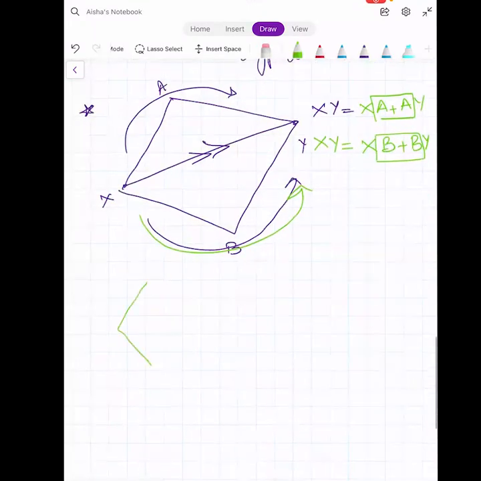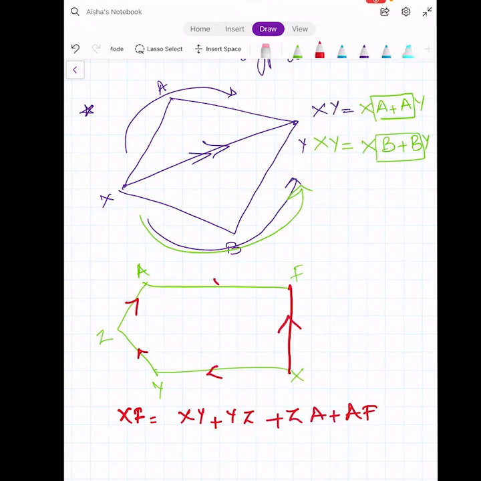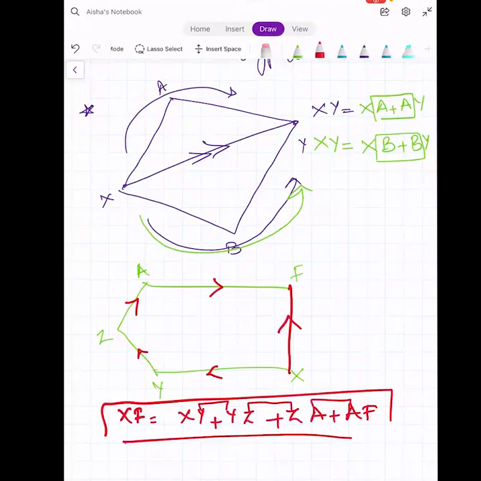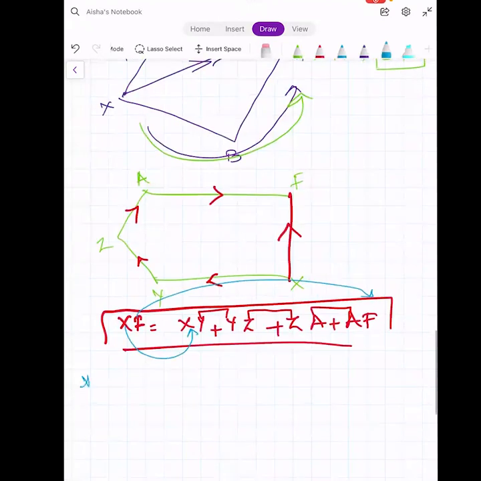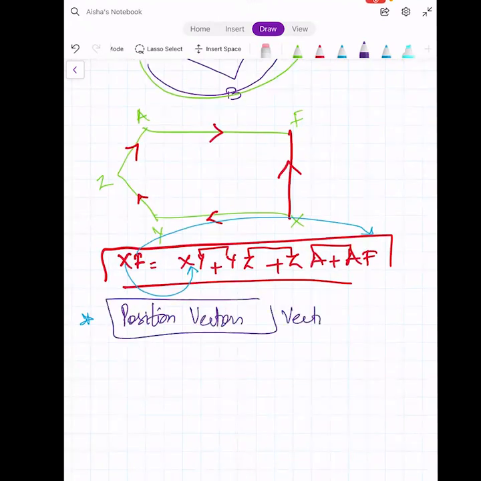Let's take another example. Let's say if I have to find out xf. xy plus yz plus za plus af. All routes are in the mid positions. The starting value comes as the first place and the ending value comes as the last position. Now comes the concept of position vectors. Position vectors are vectors relative to the origin.